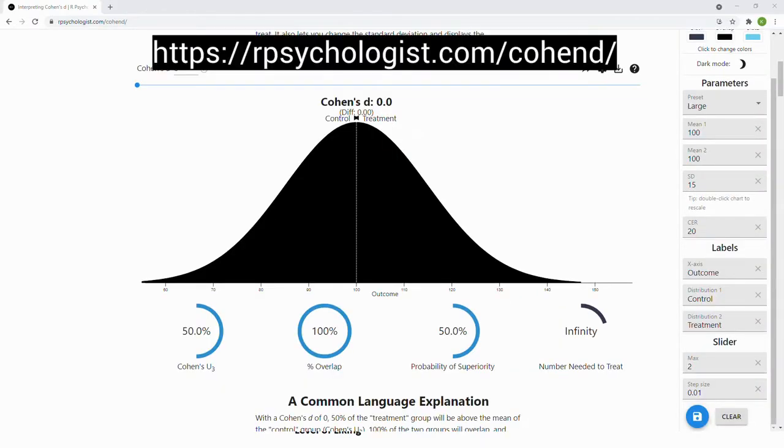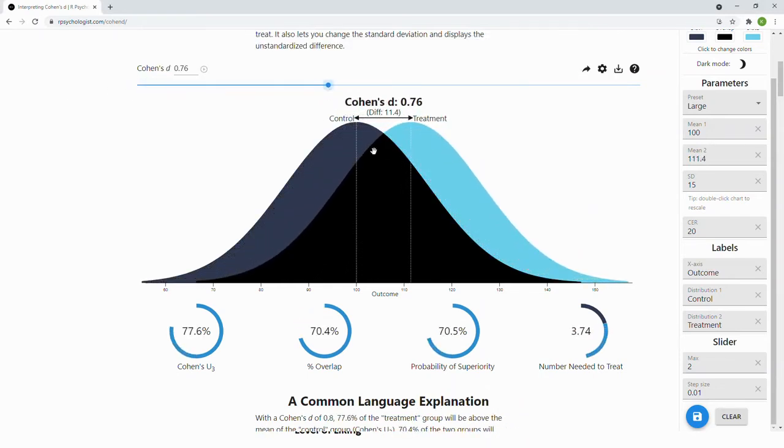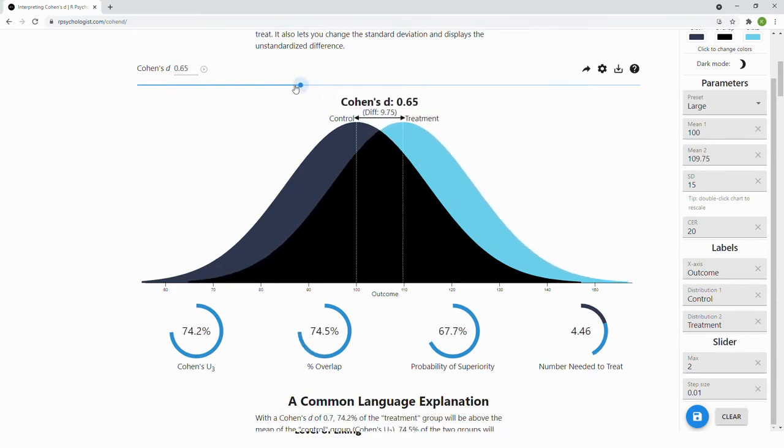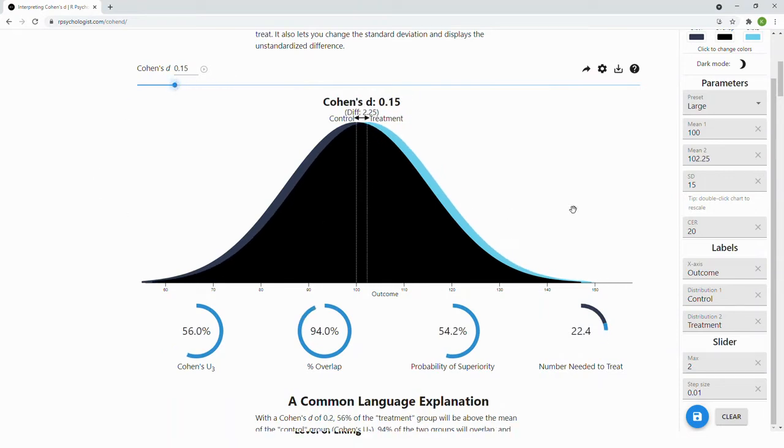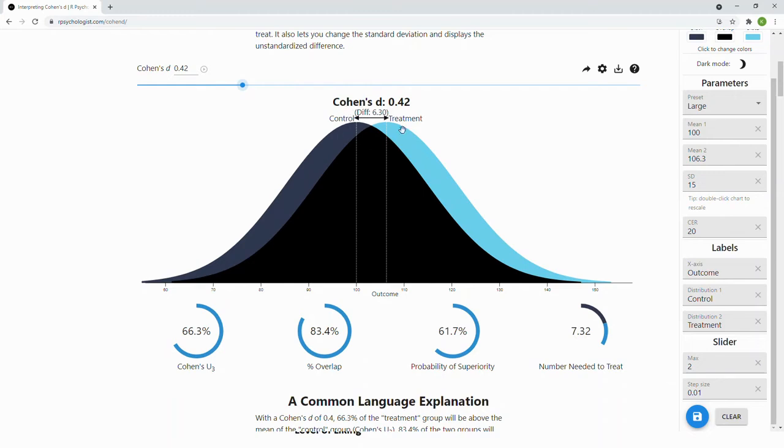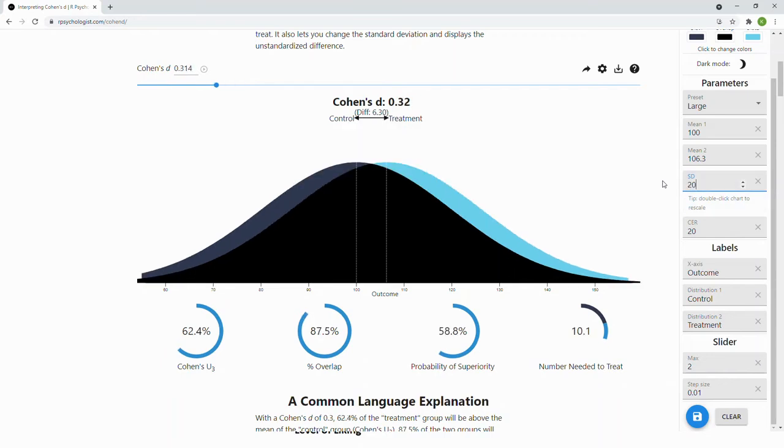Let's look at this animation to see what different effect sizes look like. As effect size increases, the overlap between the distributions decreases. We can also change the standard deviation while holding the mean differences the same at 6.3. If we increase the standard deviation, we see that Cohen's d decreased from about 0.4 to about 0.3.